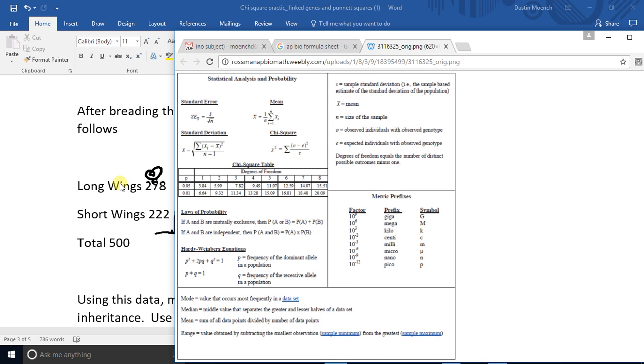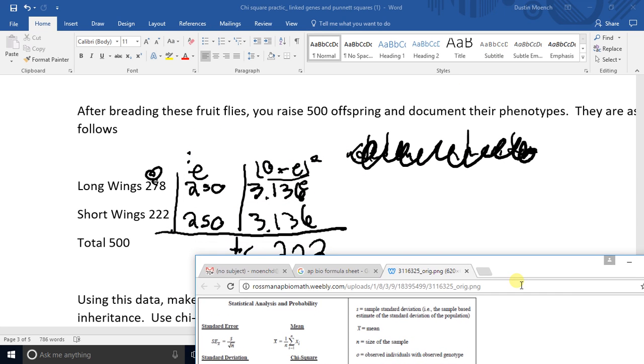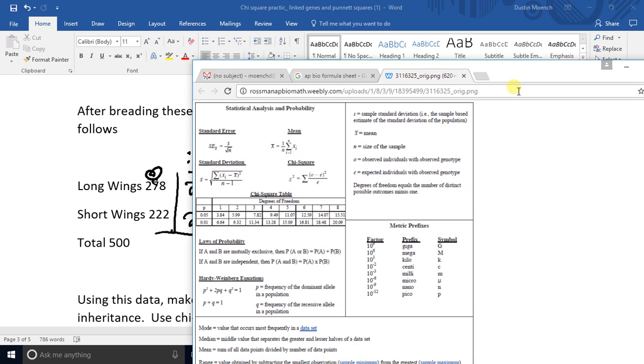We have degrees of freedom. No, we have 2 possibilities minus 1. We have 1 degree of freedom. So it's going to be in this column here on the table. What was our number again? 6.272.